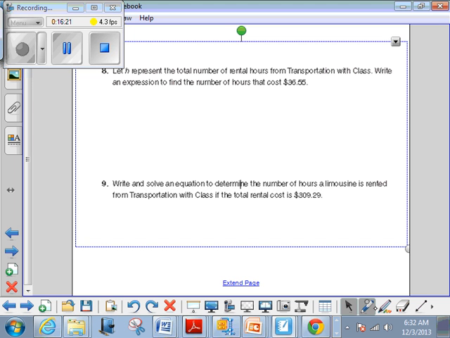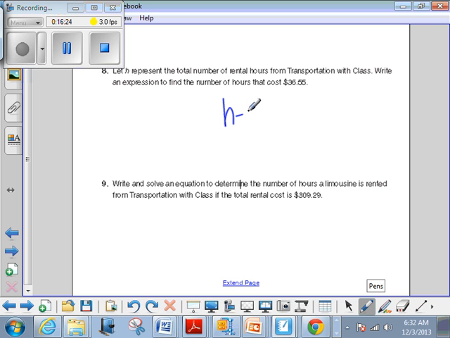So now they want us to write and solve an equation to determine the number of hours a limousine is rented from transportation with class if the total cost is $309. Go ahead and pause the video and see if you can write down your own equation. When you think you have it, hit play and check yours with mine.